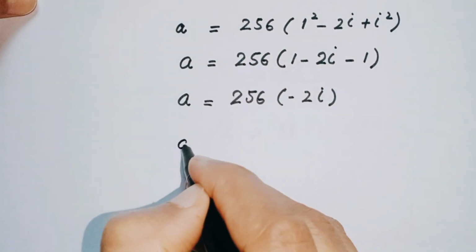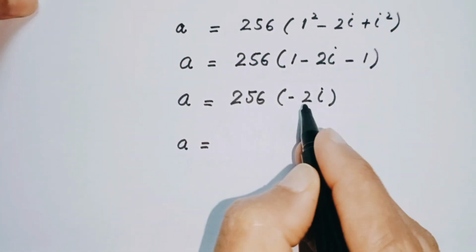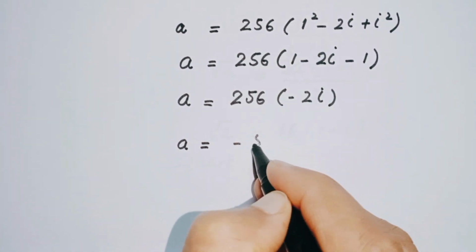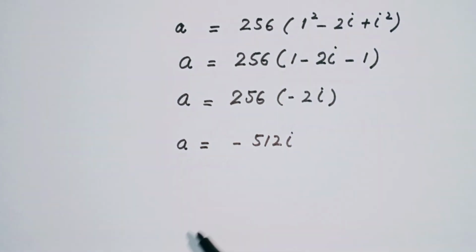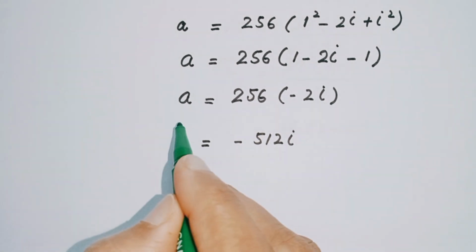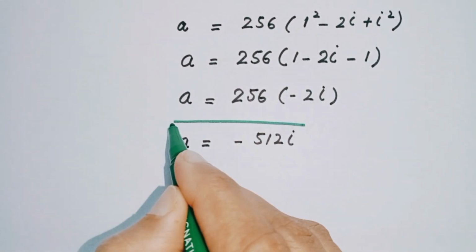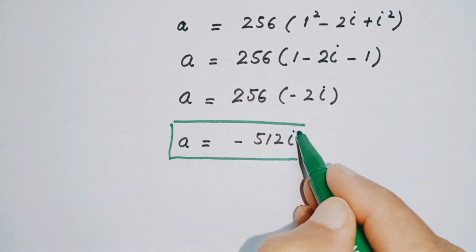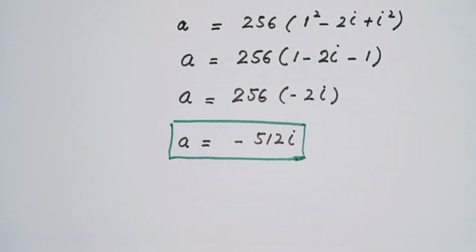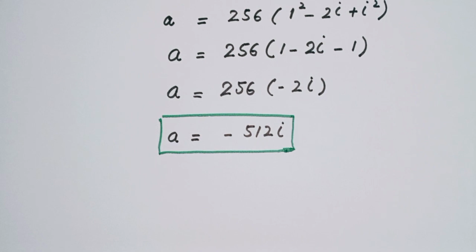So in the next step, we will multiply 256 times 2i and it will give us minus 512i. So it is the final value. It is the value of a, minus 512i. It is a complex value. It is not a real value here. So the solution is a complex solution. It's not a real solution.